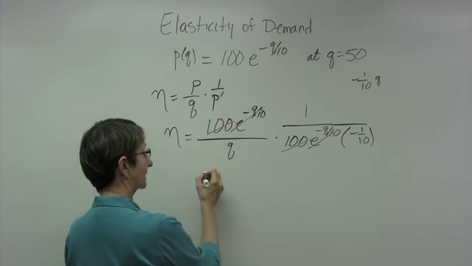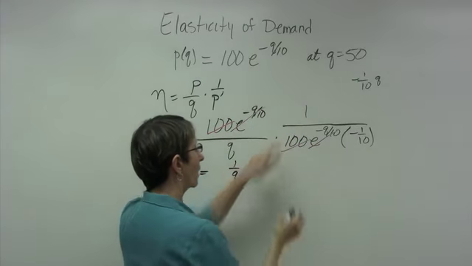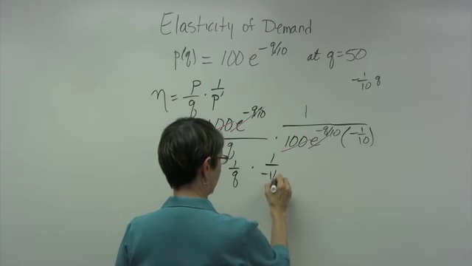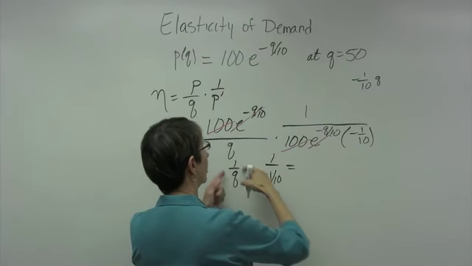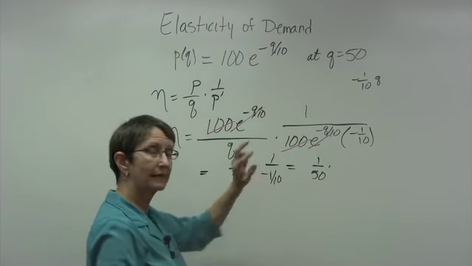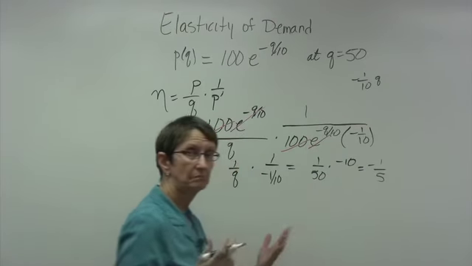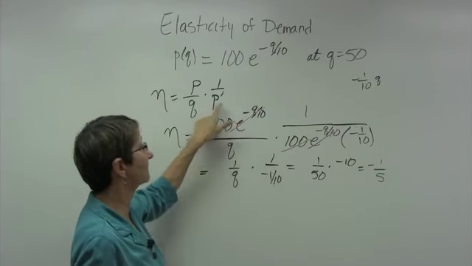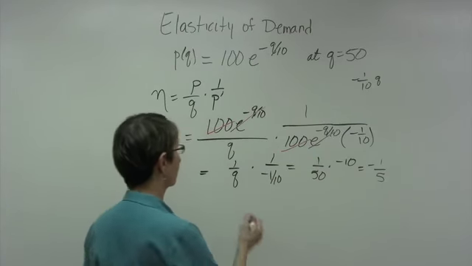What I have here now, elasticity is equal to 1 over q times 1 over negative 1/10. 1 over q would be 1 over 50 times 1 over negative 1/10 inverts times negative 10. That's negative 1/5. Much nicer than when you had to do it in the past with plugging in a lot of numbers to find what P prime was equal to. So my elasticity equals negative 1/5.